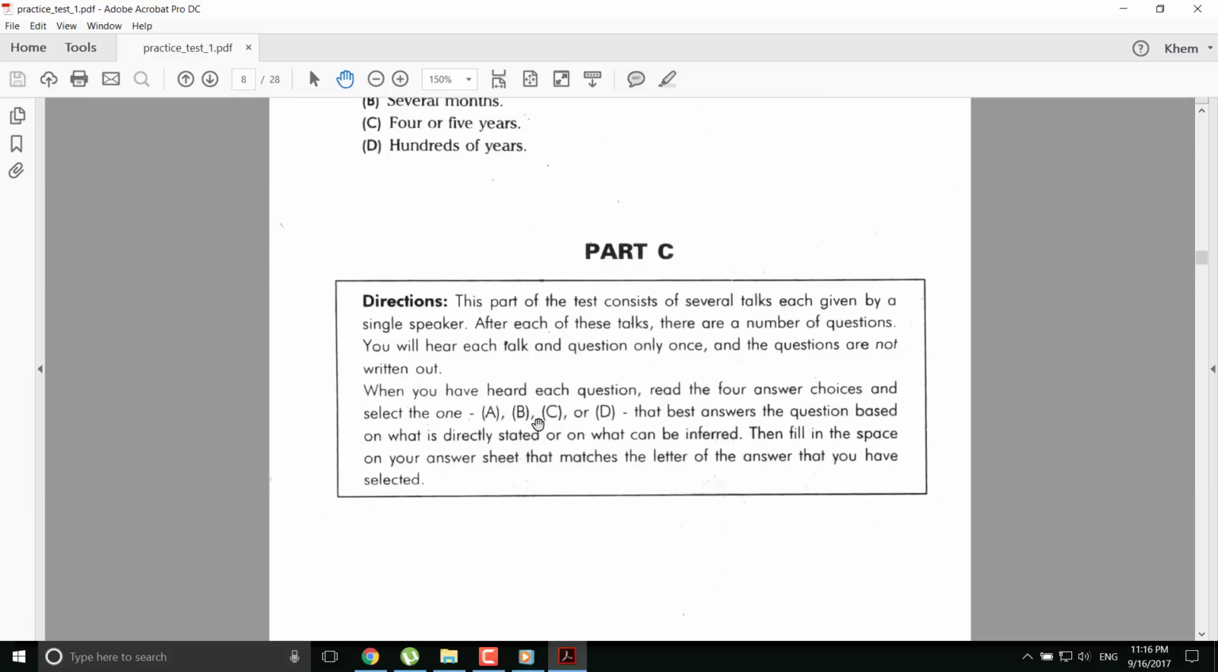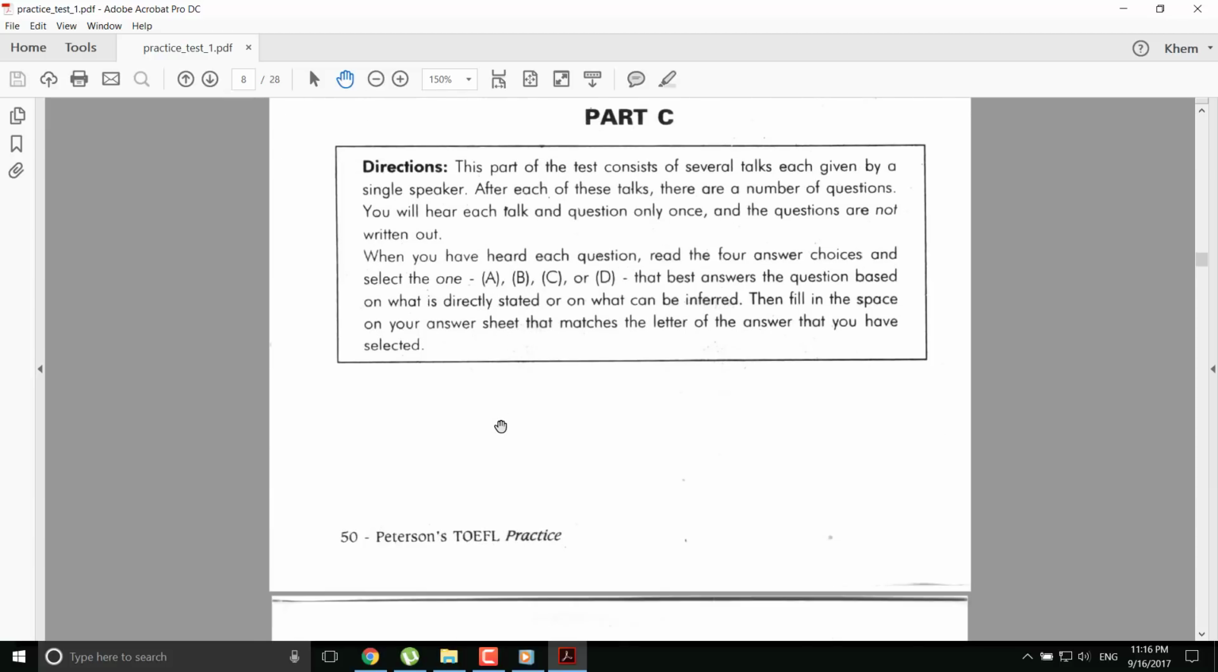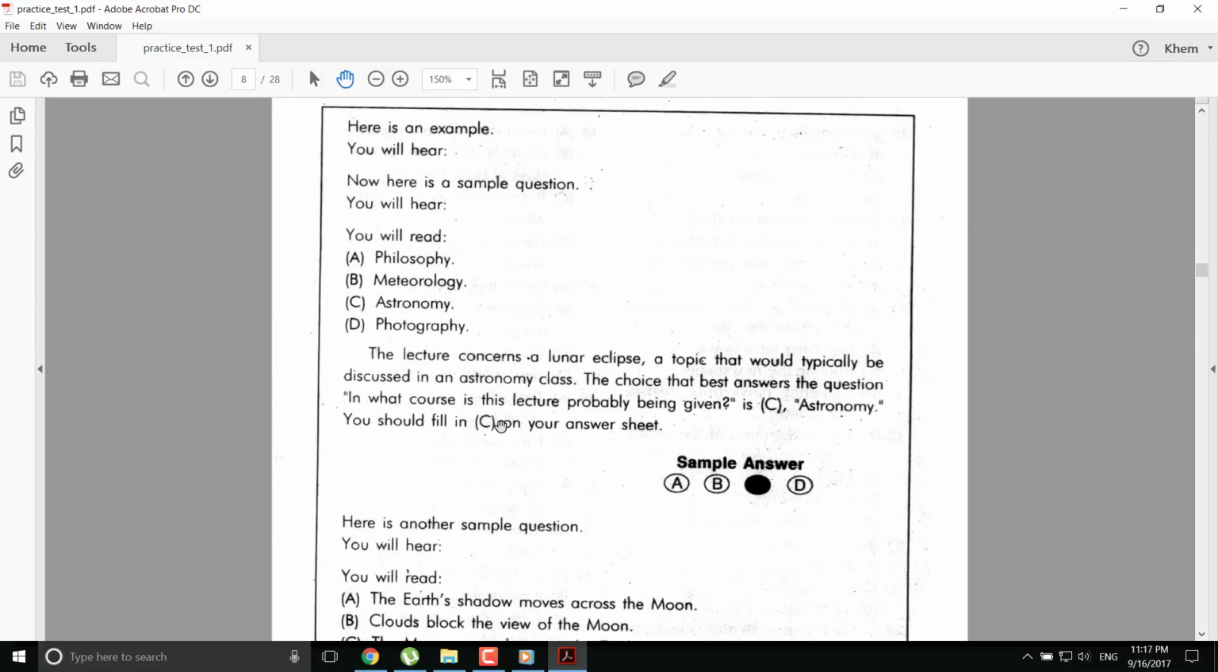Here is an example. You will hear, Students, this evening we'll have a chance to observe a phenomenon that we've discussed several times in class. Tonight there will be a lunar eclipse. As we've said, when an eclipse of the moon occurs, the Earth passes between the sun and the moon. Therefore, the shadow of the Earth moves across the surface of the moon and obscures it.